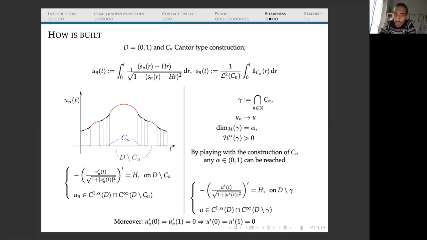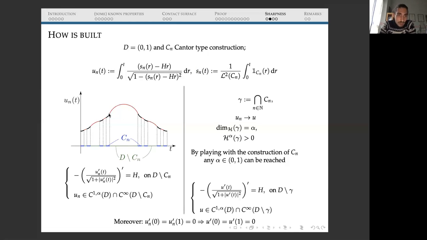And since you expect to see fractals, it's no surprise that Cantor type constructions pop out. So you do exactly this kind of construction. You start from a Cn, which is the n-th iteration of a Cantor type construction. You consider Sn, which is the staircase Cantor function. And then you consider this particular integration, so you can do it by hand. And then you verify that this function satisfies the constant mean curvature equation on D minus Cn. And it satisfies it just on D minus Cn.